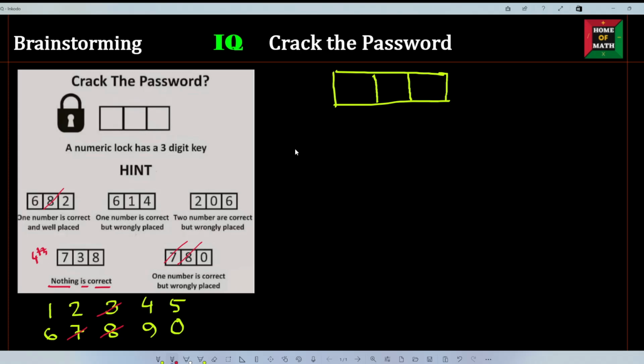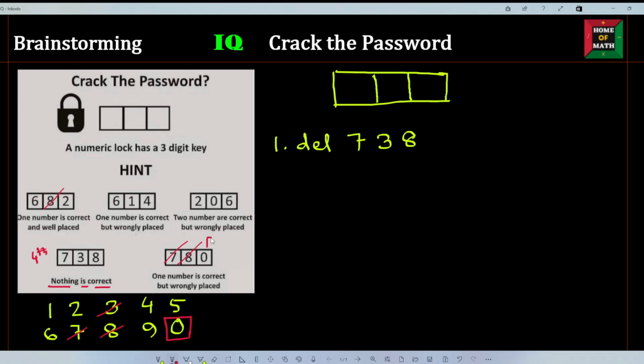Okay, so first one, delete 7, 3 and 8. This is our first step. So 0 is a correct number. Okay, 0 is a correct number but wrong place.